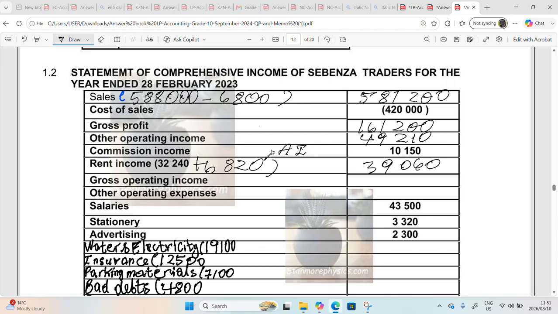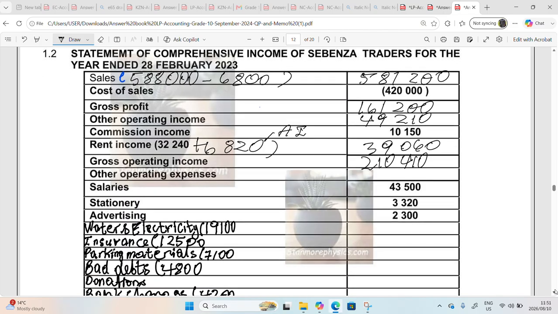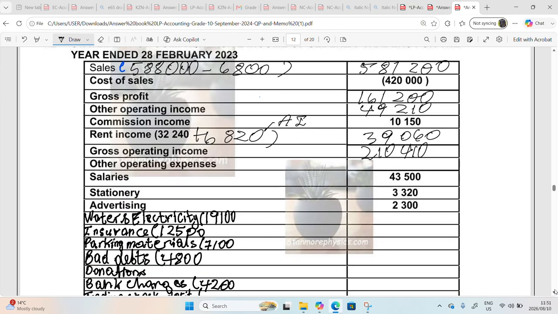So let's calculate gross operating income now. You are going to take your gross profit plus other operating income and have gross operating income of 210,410, right?